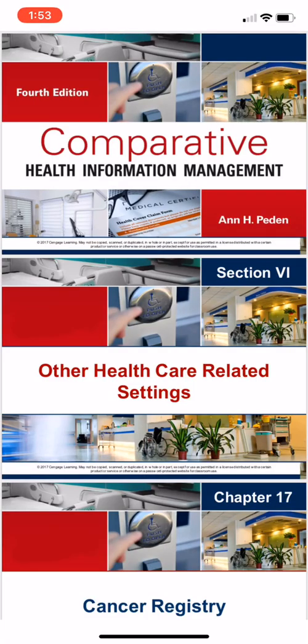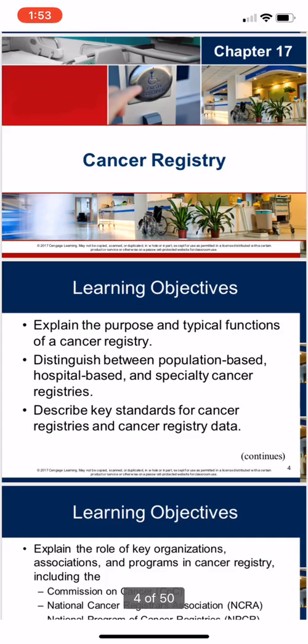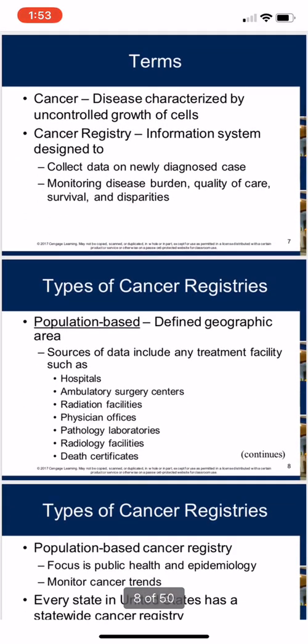Hello and welcome to Chapter 17 in Alternate Care Systems. We're talking about cancer registry. We're going to start in the textbook on page 603. We're going to go through the introduction to the setting.